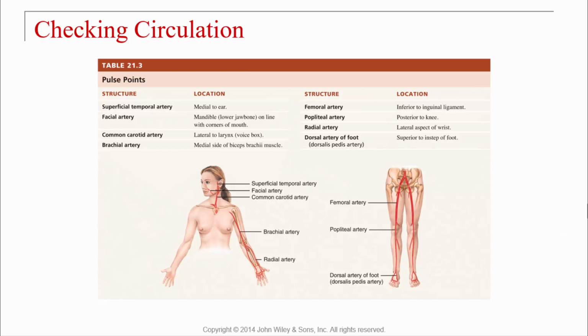And when you're checking someone's pulse, don't use your thumb. Your thumb has its own pulse. So you could be checking someone's pulse and thinking, hey, your pulse is as strong as mine. Well, it is your pulse. If you're checking your own pulse, it's okay to use your thumb. But if you're checking someone else's pulse, don't use your thumb. Use your first two fingers. Okay?